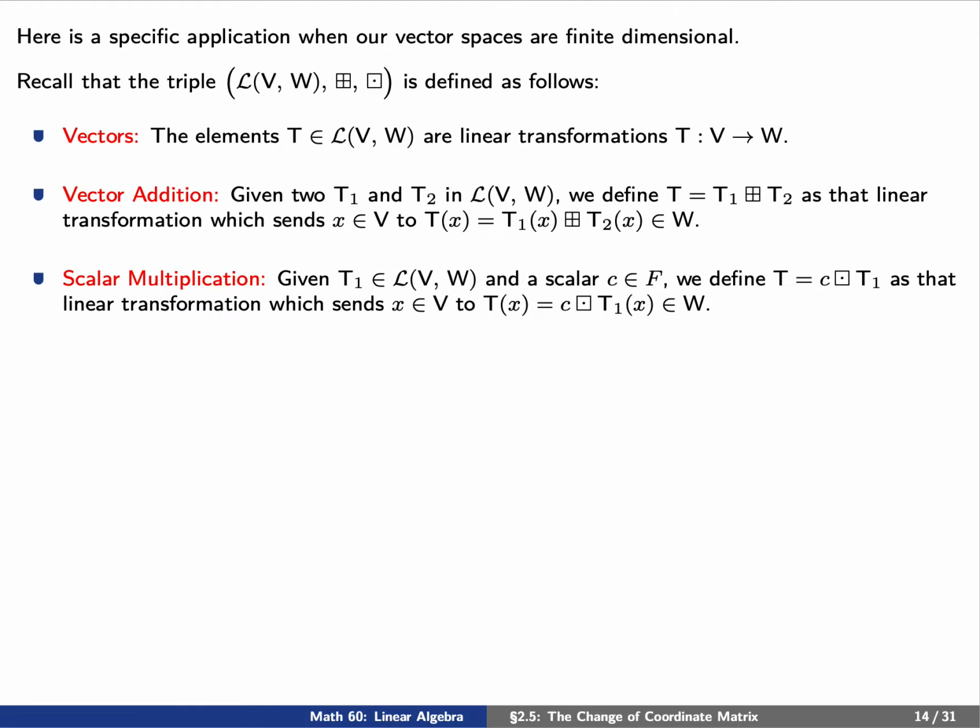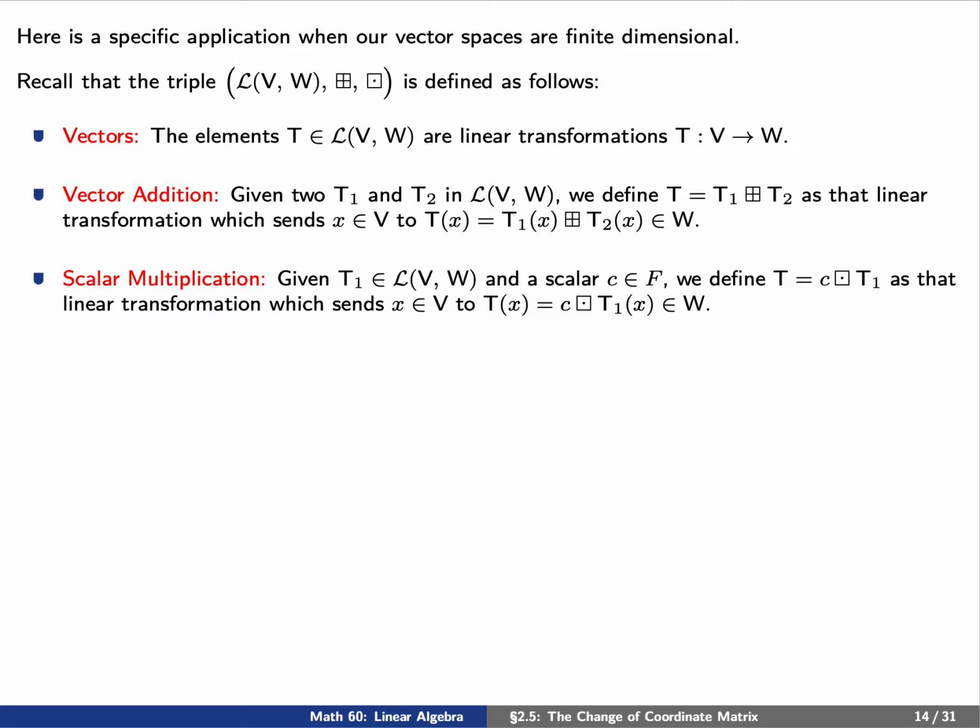Recall that this collection L(V,W) is the collection of linear transformations from a vector space V to a vector space W. We define vector addition as follows. Let's say that T1 and T2 are linear transformations. We'll think of these as rules. That is, given a vector x in V, we can then return T1 of x or T2 of x as vectors in W. We'll define T1 plus T2 as the following rule. That is, it takes a vector x in our domain V, and it'll return the sum T1 of x plus T2 of x in our codomain W.